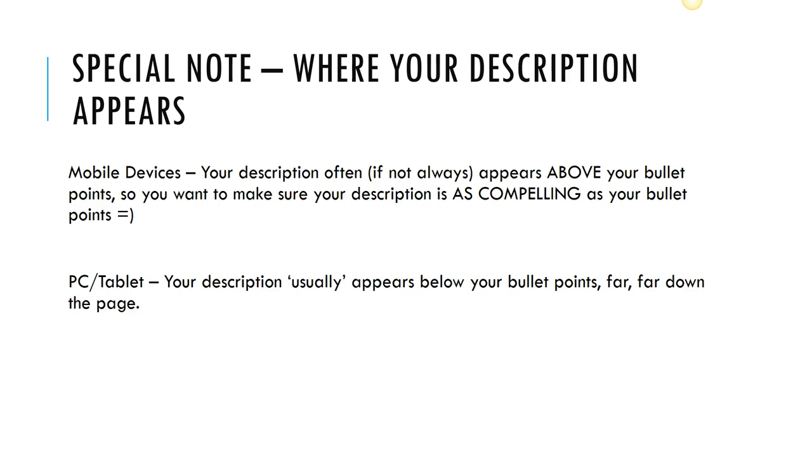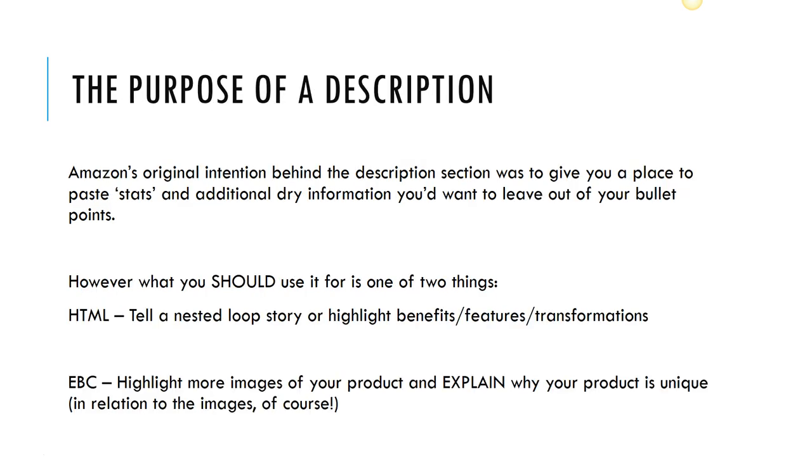On your PC or tablet, you usually see the title at the top, then bullet points, then the description is really far down the page because Amazon keeps sticking other things in there. So a lot of people think the description is not important, but because Amazon is now 42% mobile, as of a couple weeks ago, that's the most recent stat I had, I think 42 to 44% of shoppers on Amazon shop using their mobile device, you want to make sure your description is awesome.